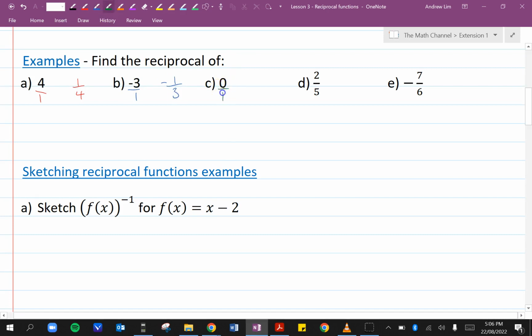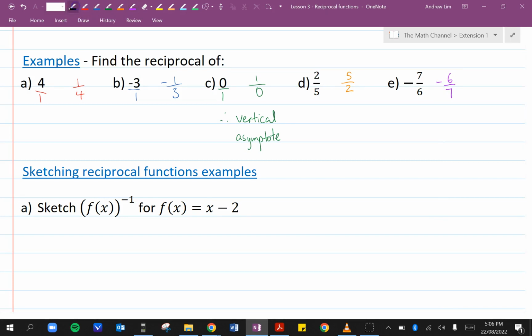0, we can write it as 0 over 1, and the reciprocal of that is 1 over 0. Oh wait, that's not possible. We're not allowed to divide by 0. We'll get a math error. So this would be a vertical asymptote. Question D, 2 over 5, reciprocal is just 5 over 2. And for E, the reciprocal of negative 7 over 6 is negative 6 over 7.